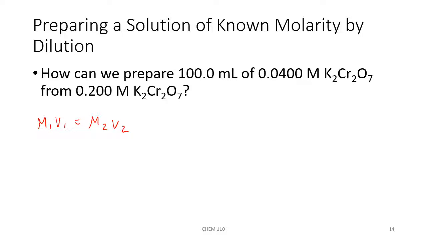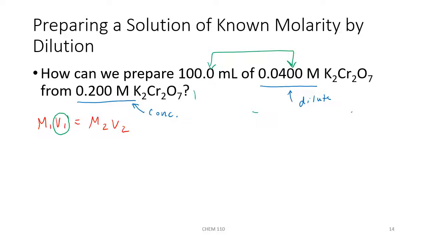Since our 0.2 molar solution is of our greater concentration, this is what we refer to as our concentrated solution. Our 0.04 molar solution is going to be our dilute solution because the molarity is less. And we're preparing 100 milliliters of our dilute solution. So that means that this molarity and this volume go together. Now it doesn't matter what side of the equation we put those on as long as we keep 100 with our 0.04.